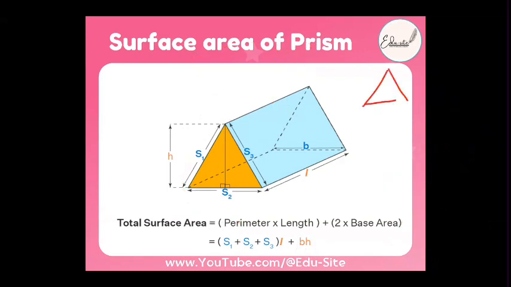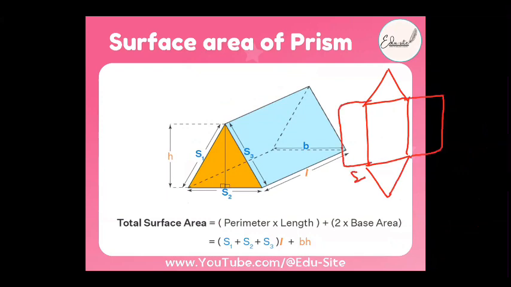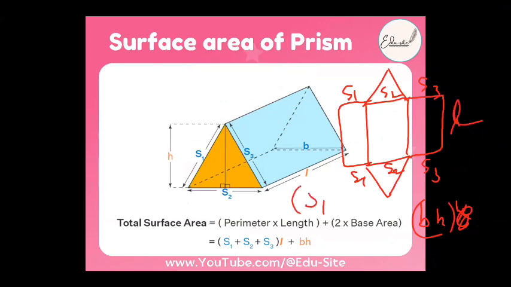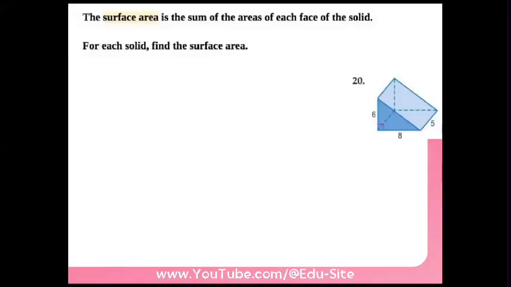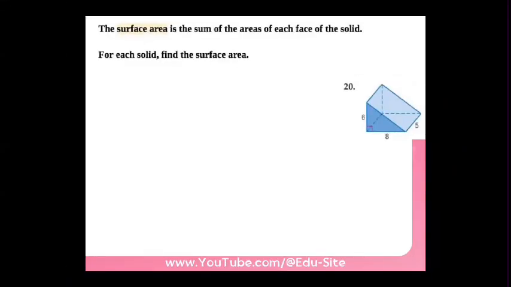If you open this up, you will have this figure. This is S1, this is S2, this is S3. You got it already, mashallah. So for the triangles it was base into height, and for this one it is length into width, to calculate the area of the rectangles. So we'll add up all of these sides, S1 plus S2 plus S3, and then multiply it with the length here. That's all.